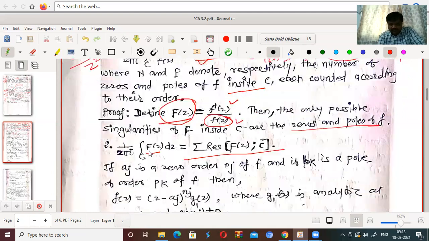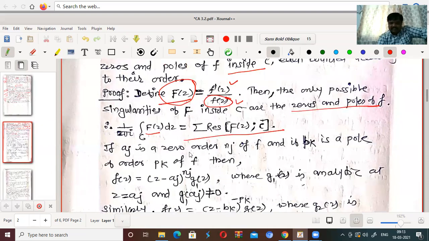We know that if any function has a finite number of singularities, then we have already proved that the integral of that function over C is nothing but 2 pi i times the sum of residues of that function at all those singularities.